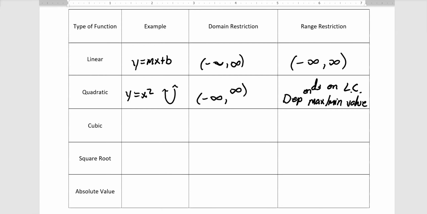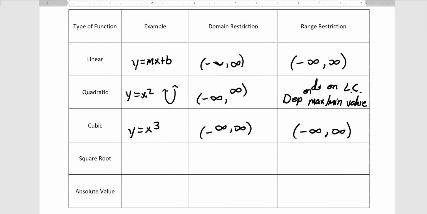Now a cubic function, think y equals x to the third. Y equals x to the third does not have a domain restriction or a range restriction. It is like a linear. It is negative infinity to infinity for both every time. If it's a cubic function, negative infinity to infinity for both the domain and range.